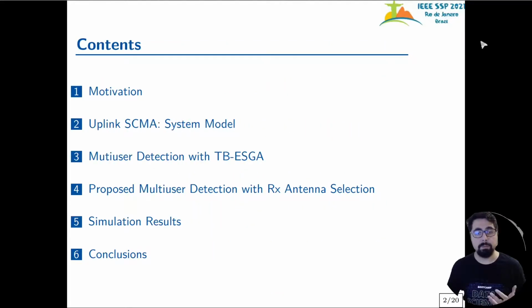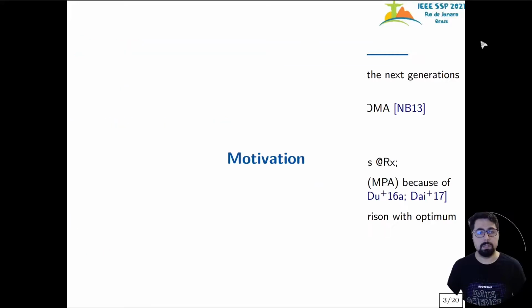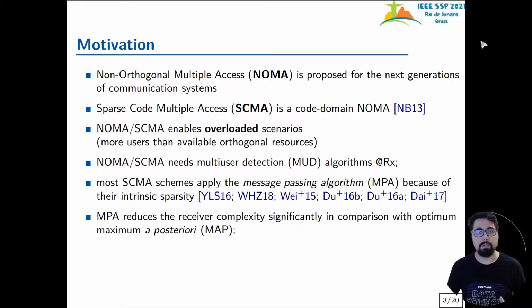I will start with the motivation, and then we'll move through the system model, multi-user detection algorithms, results, and conclusion. Non-orthogonal multiple access, NOMA, is a technique that has been proposed for the next generations of communication systems. Sparse code multiple access, SCMA, is a branch of NOMA based on code domain multiple access and is the scope of this work. Either general NOMA or specifically SCMA enable reliable communication in overloaded scenarios where the number of users is larger than the number of available orthogonal resources.